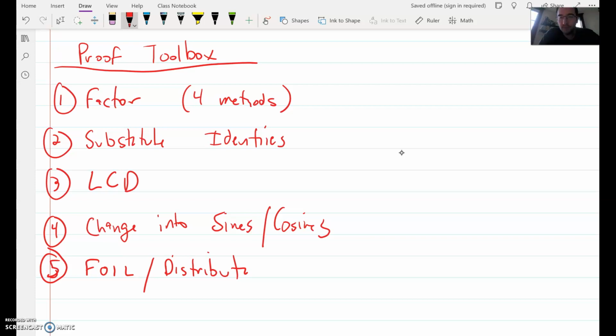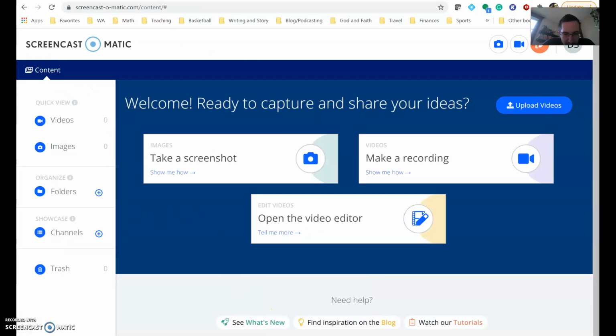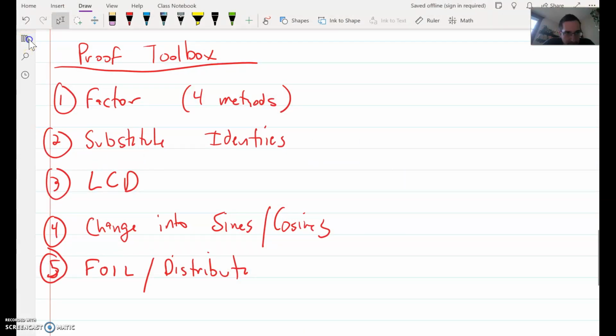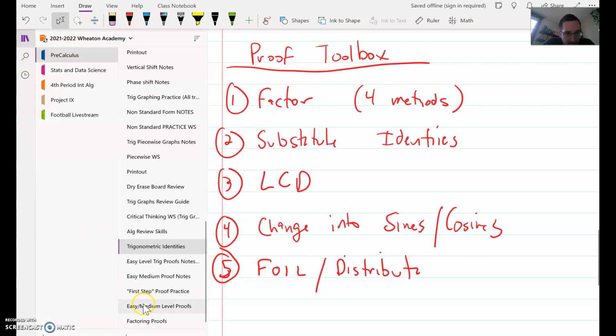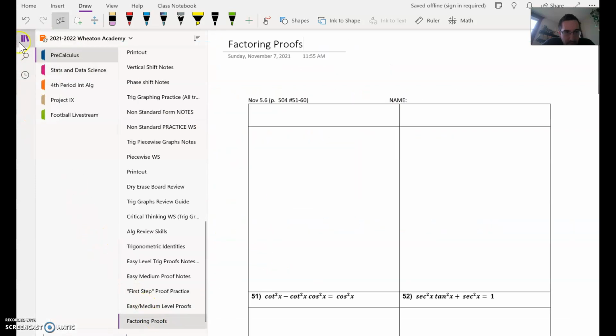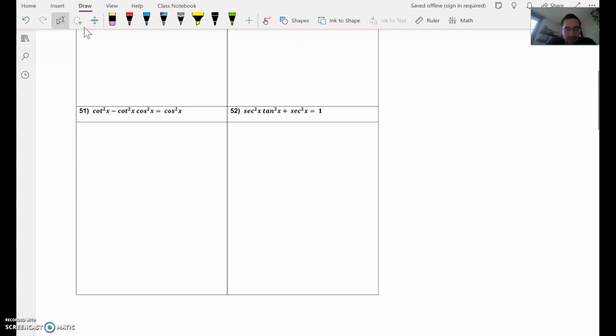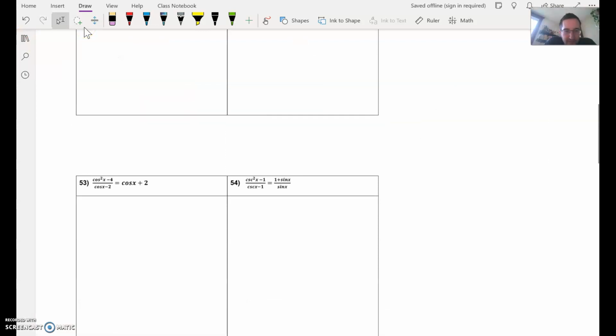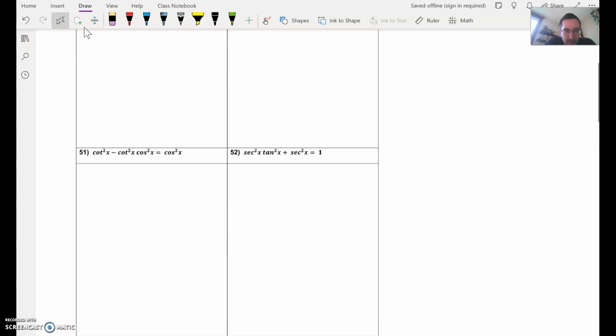So let's go try some. I have so many different sheets, and so we'll practice a ton. I'm just going to pull up a random sheet that has some proofs on it. We'll look at them. Okay, these are specifically, we can do some factoring on this one. So let's do this one.